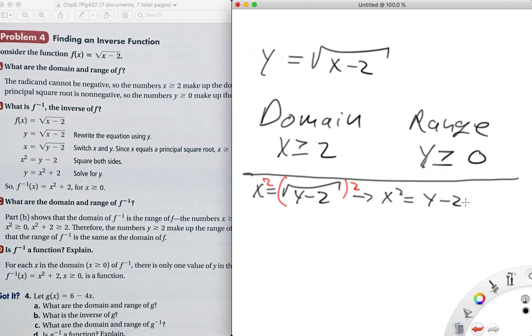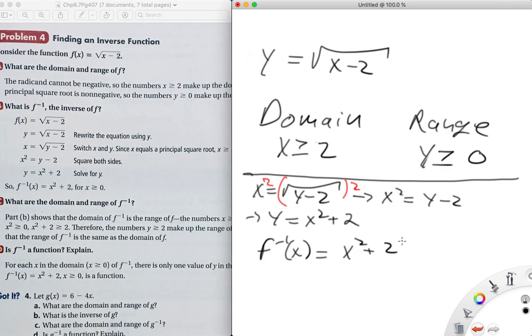Then I'm going to add 2 to both sides, and I get that y equals x squared plus 2. But here's the conditions. Then to write this in inverse form, it's going to be f inverse of x equals x squared plus 2.